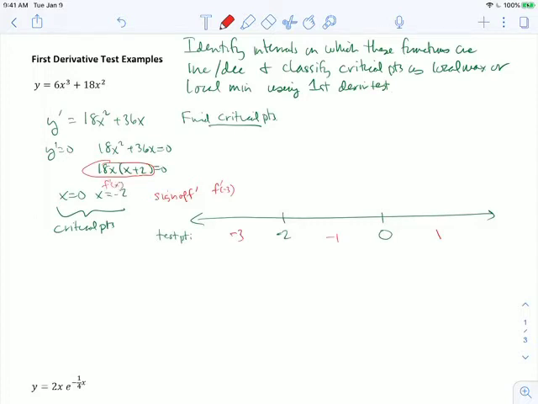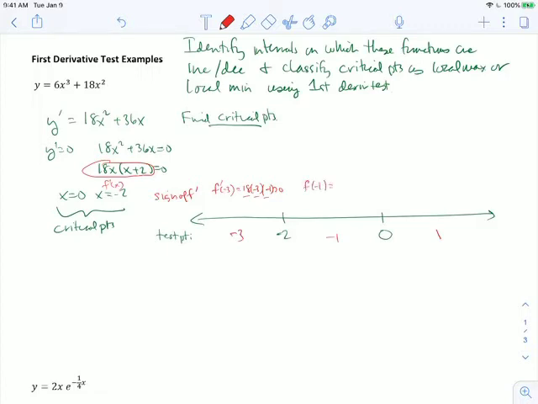And so f prime is going to be 18 times negative 3 times negative 3 plus 2. Negative 3 plus 2 is negative 1. And then I don't really have to care about the value, but I do see that I've got a positive times a negative, and that's going to be a positive number.